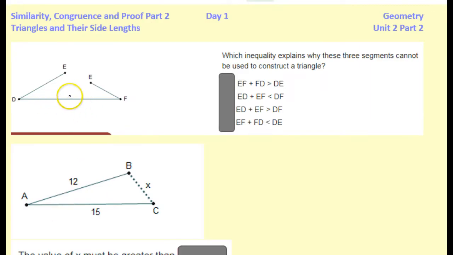Alright, this picture is illustrating why sometimes three lengths cannot form a triangle. So let me put some numbers on this, like a hypothetical. Imagine that this was 10, and imagine that this was 4, and this was 3. Why could this never make a triangle? So again, imagine hinges. Imagine that this is a hinge, and so imagine that we can swing this back and forth. And imagine that this is a hinge also.